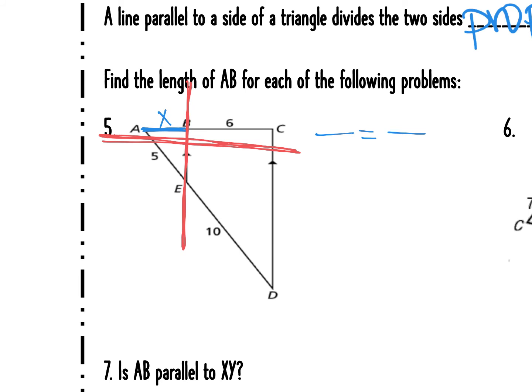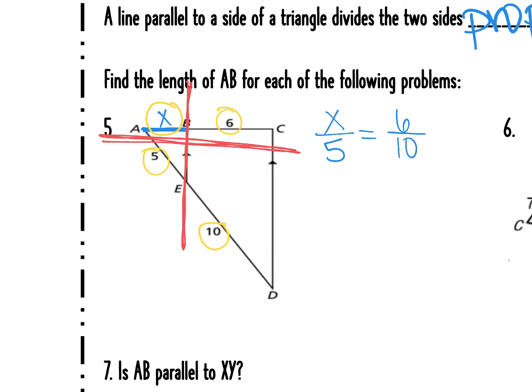So let's start at the top left. On the top left is X right here, so that'll be on the top left of our fractions. On the bottom left is 5, so the bottom left of our fraction will be 5. On the top right is the 6, so that will go on the top right of our fractions. And then the bottom right number is 10, so that'll go on the bottom right of our fractions.